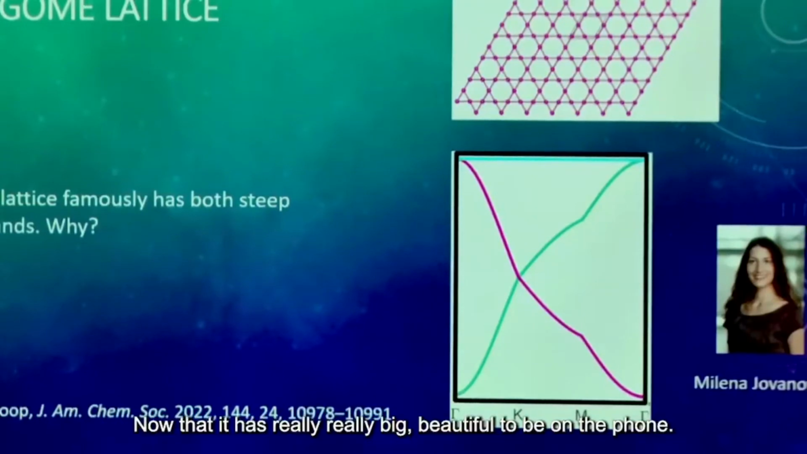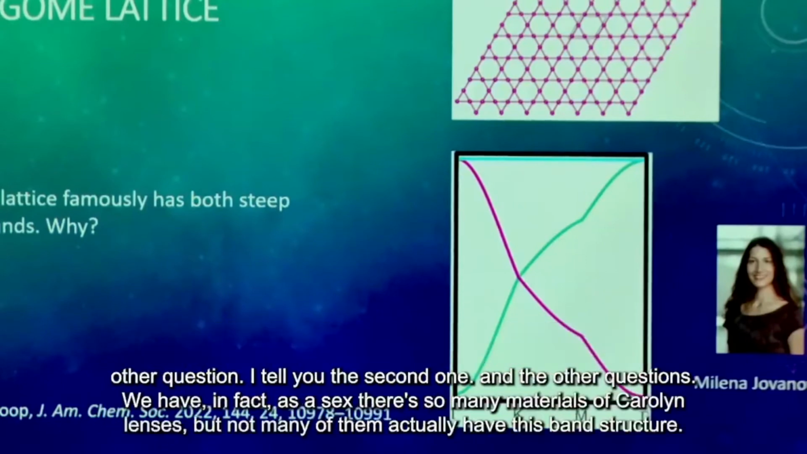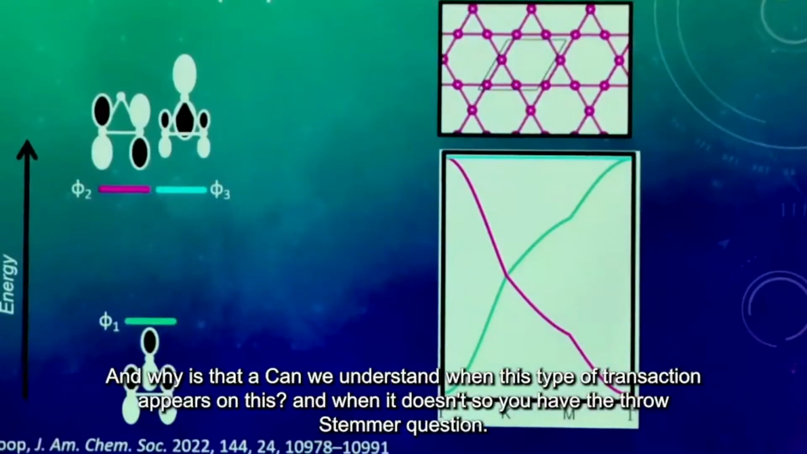So we had two questions here. One was chemical, and actually the chemistry question was already answered by Roald Hoffmann: why is this flat band there from a chemical bonding concept, and can we learn from this for other questions? I'll tell you in a second why. The other question that bugged us is that there are so many materials with kagome lattices, but not many of them actually have this band structure. Why is that? Can we understand when this type of band structure appears in a lattice and when it doesn't?